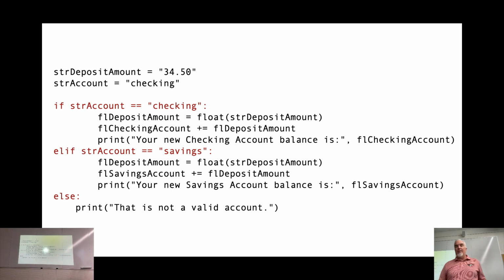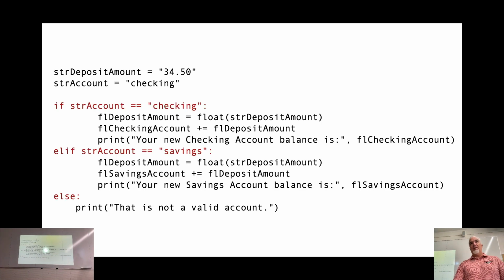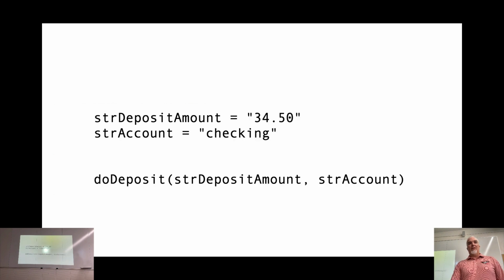And if I had that throughout my program, I would have to repeat it. But if I wanted to, if I create a function that says do deposit, and I give it the amount and the checking account, and it just does all of that for me. Every time I say do deposit this amount and this account, it just does it. Then my program flow, instead of having all of this stuff each time I want to do a deposit, has only that one line. So it can be very powerful.